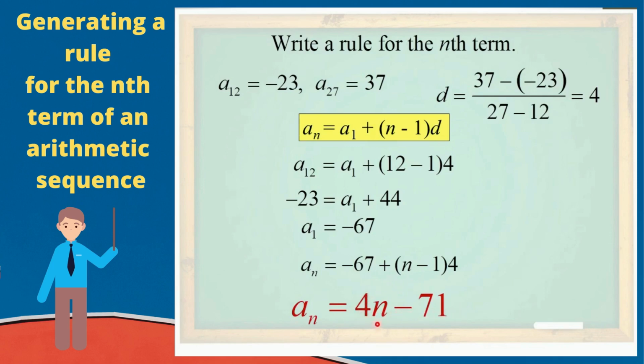So how did we get this 4n minus 71? First, distribute 4 to each term in the quantity. Multiply 4 to each term in the quantity using the distributive property. So 4 times n is 4n, and 4 times negative 1 is negative 4. Negative 4 plus negative 67 is negative 71. So we now have the rule for the nth term for this particular sequence: a sub n equals 4n minus 71.